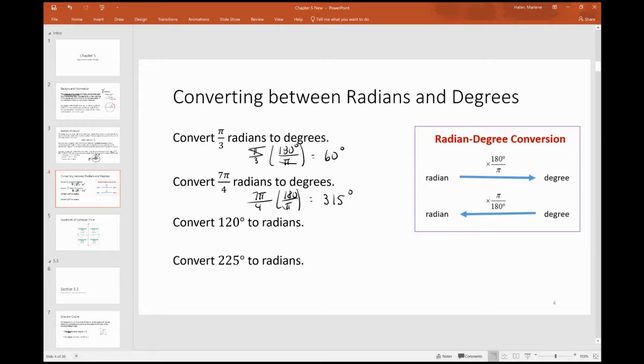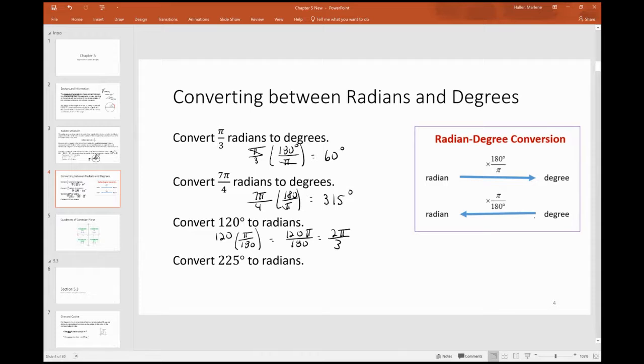Now, if I want to convert degrees to radians, I'm just going to multiply by pi over 180. So converting 120 degrees to radians, I'll just multiply 120 by pi over 180. So what do we have there? It's 120 pi over 180, and that's going to reduce down to 2 pi over 3. 225 degrees to radians, there's nothing different about that. You can do that one on your own.